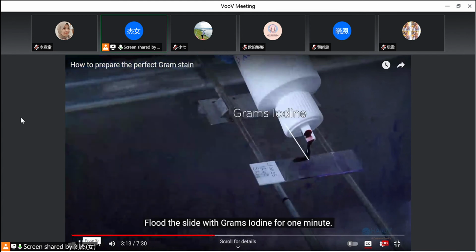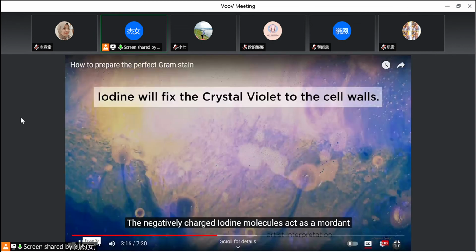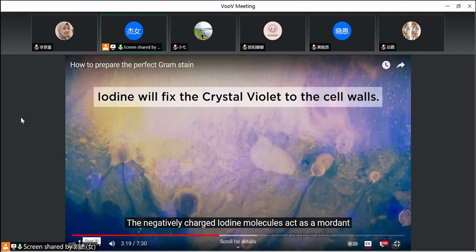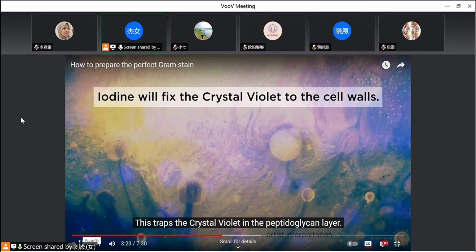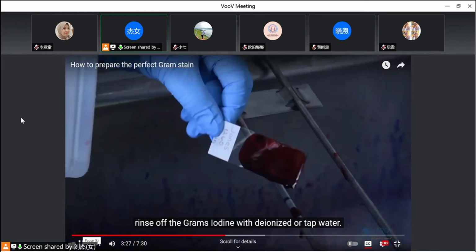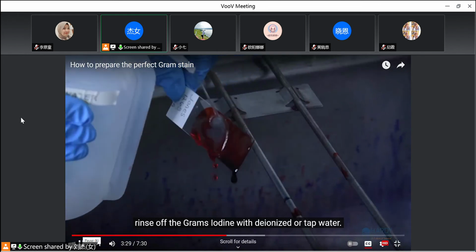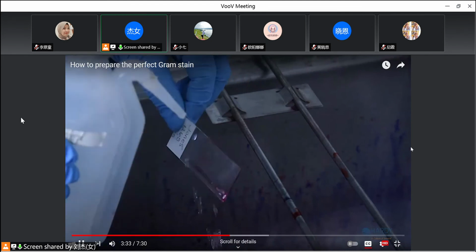Flood the slide with Gram's iodine for 1 minute. The negatively charged iodine molecules act as a mordant and link to the positively charged crystal violet. This traps the crystal violet in the peptidoglycan layer. Once 1 minute is up, rinse off the Gram's iodine with deionized or tap water. Then wash it again.